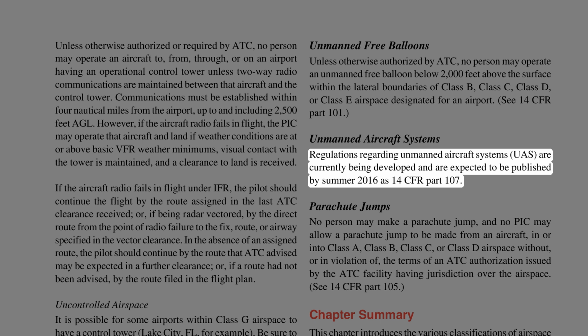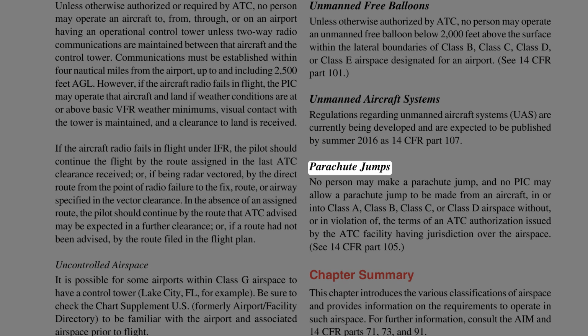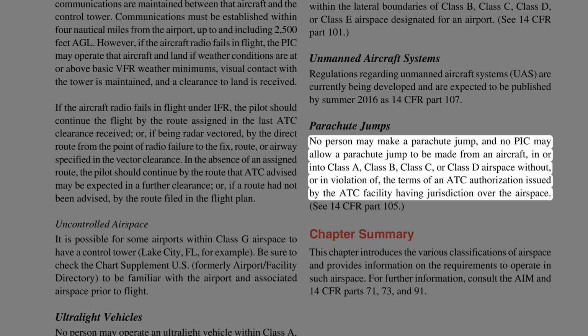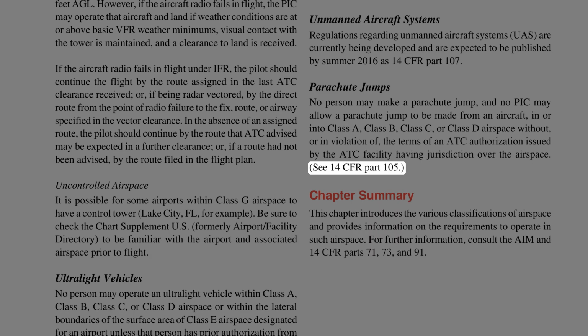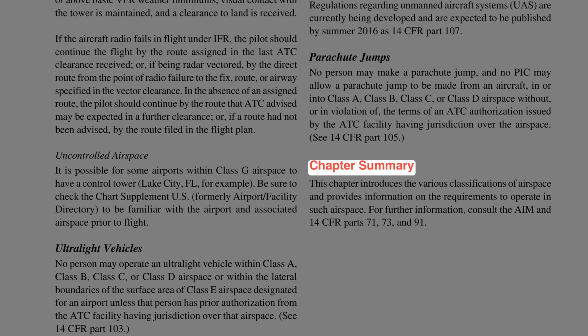Parachute jumps. No person may make a parachute jump, and no PHAK may allow a parachute jump to be made from an aircraft, in or into Class A, Class B, Class C, or Class D airspace without, or in violation of, the terms of an ATC authorization issued by the ATC facility having jurisdiction over the airspace. 14 CFR Part 105.